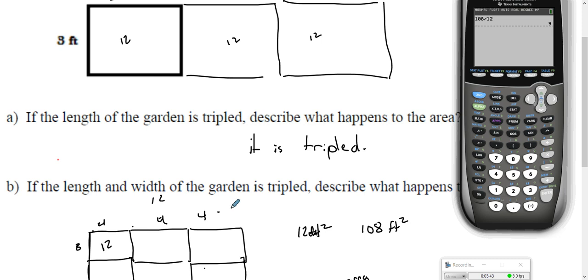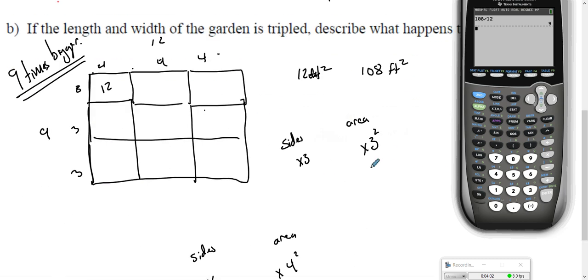Okay, if the length and width of the garden is tripled, describe what happens to the area. That's what it says underneath there. What happens to the area is 9 times bigger. You could just put 9 times bigger. And you could have gone as simple as that, but if you start thinking about what's actually happening here, you're going to start to realize, where did that 9 come from? It's the same number except squared, which makes sense because area is squared, right? Mind blown. Okay.